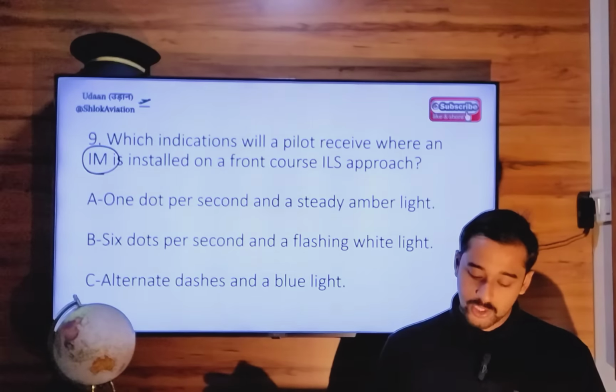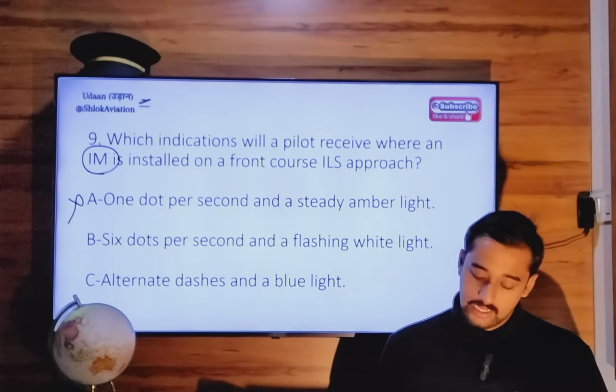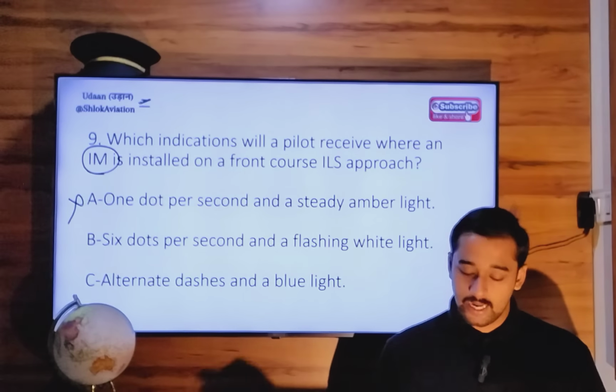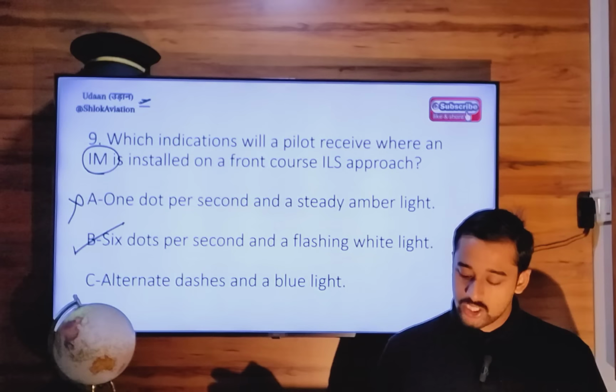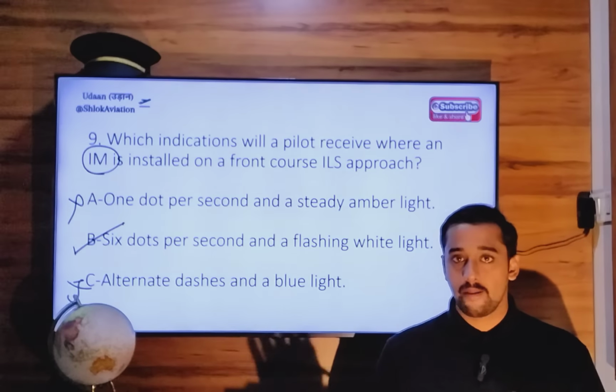So inner marker, option A, 1 dot per second and amber light, that is wrong. 6 dots per second white light, yes. Alternate dashes and a blue light, that is wrong. So correct option is option Bravo.